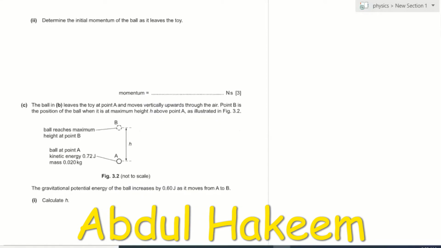Next, determine the initial momentum of the ball as it leaves the toy. So the initial momentum is required.